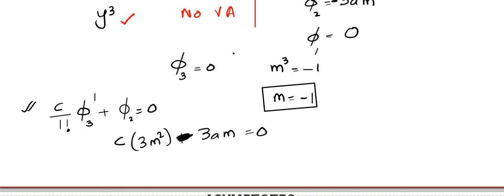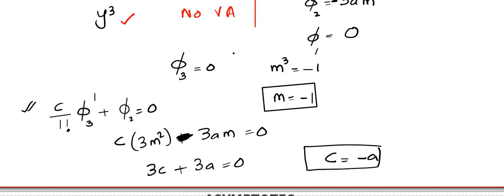Now let's plug in m equal to minus 1. So 3 minus 1 the whole square. So 3c plus, so we get c is equal to minus a. That's it. We got m and c. So the required oblique asymptote is minus 1 into x minus a.